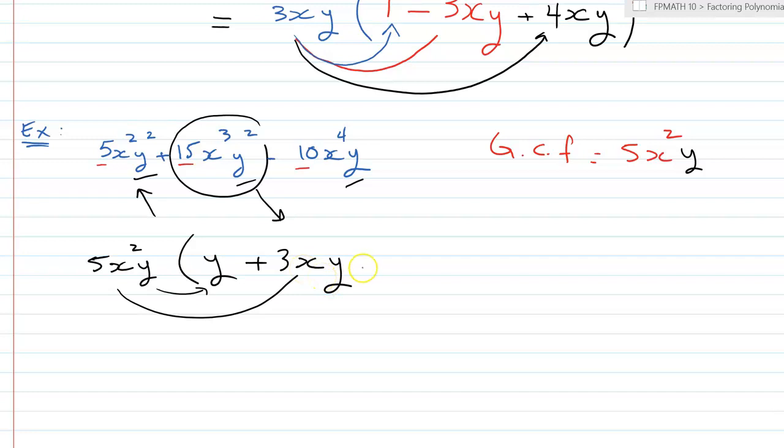And then the last one will be 2, and there's a minus sign because that's a minus 10. And then the y and y is there, that's already common. But then with the x's, we have to multiply the x squared by x squared to get the 10x to the fourth y. All right, and this is the factor form of the original polynomial.